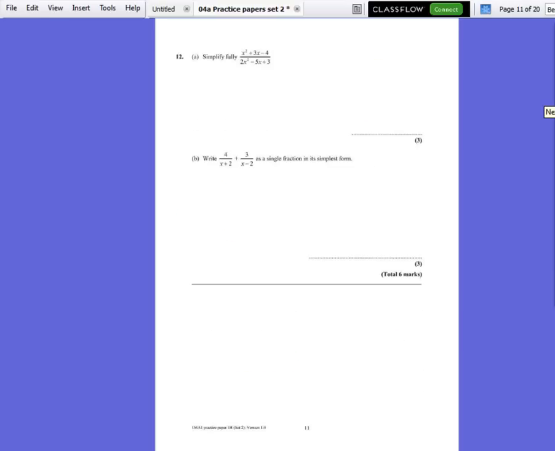Question 12. Simplify fully (x squared plus 3x minus 4) over (2x squared minus 5x plus 3). To do this, you need to factorise top and bottom and then hope that something cancels out. Well, the top is easiest to factorise. So we've got 2 brackets with an x and an x. To get minus 4, we can either do 2 and 2 or 4 and 1. But to get plus 3x, that's going to have to be a plus 4 and a minus 1, because that will give us minus 4 when you multiply them together, and when you add them together that gives us plus 3. To get the bottom number, we're going to have a 2x and an x.